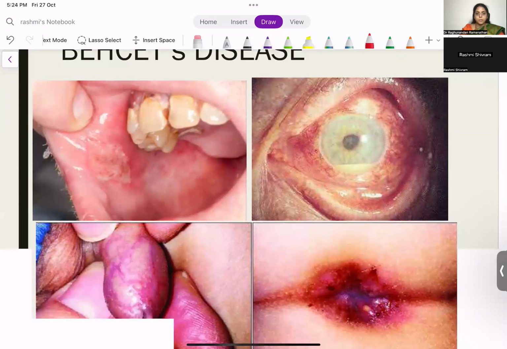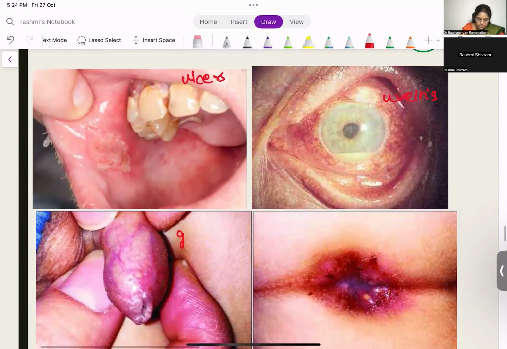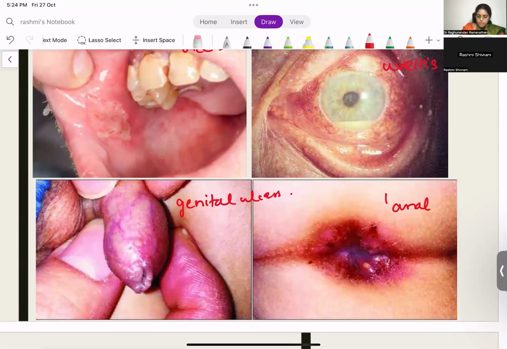So let's see a little bit about Behçet's disease. You need to remember some few important points. What is the HLA association? HLA-B51. Right? This is very, very important. It is very commonly asked in your MCQs. So HLA-B51 is the association. In this, what all do you find? You have oral ulcers. You will have uveitis. You will have genital ulcers, both male and female. Right? And you will have anal ulcers, perianal ulcers.